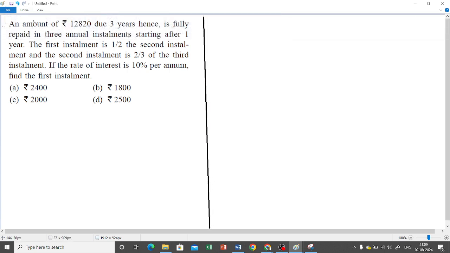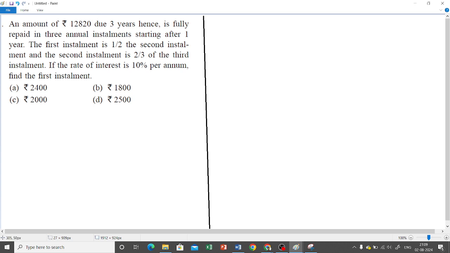Okay, now see, in this particular sum there is a thing to understand. I also got confused when I did it first time. An amount of 12820 due 3 years hence is fully repaid in 3 annual installments starting after 1 year. The first installment is half of the second installment, the second installment is 2 by 3 of the third installment. Okay, if the rate of interest is 10% per annum, find the first installment.